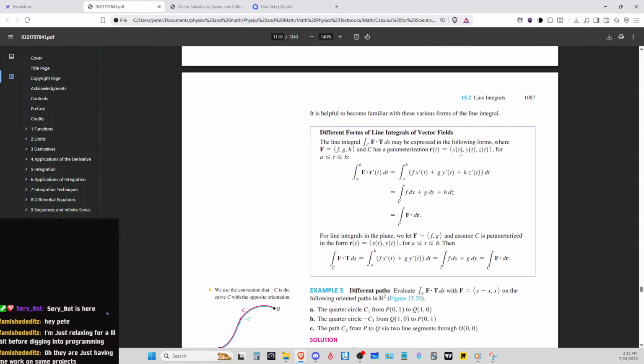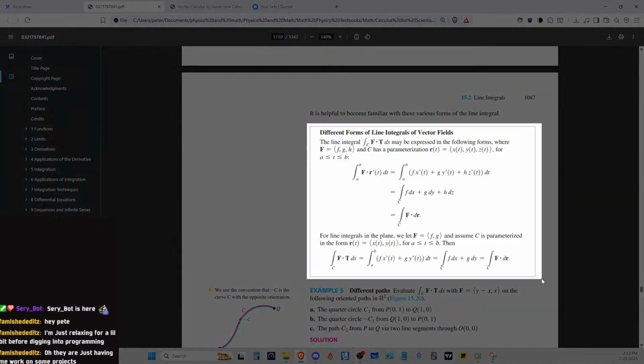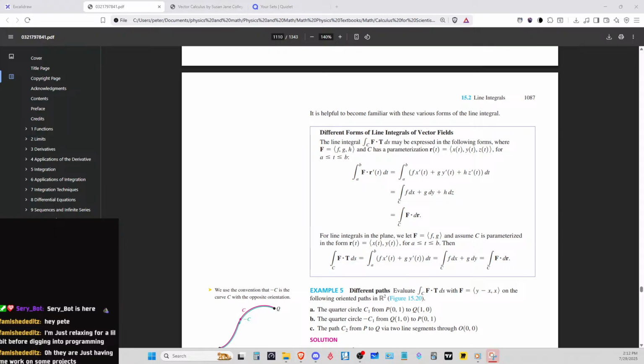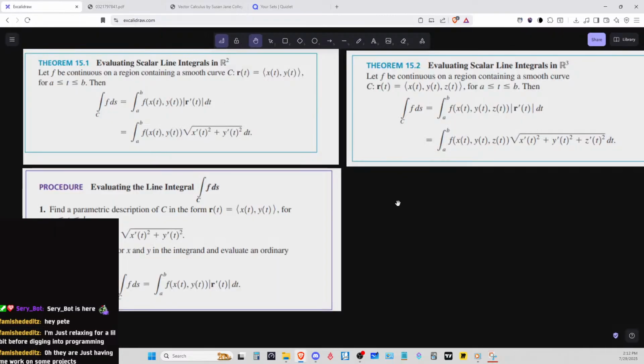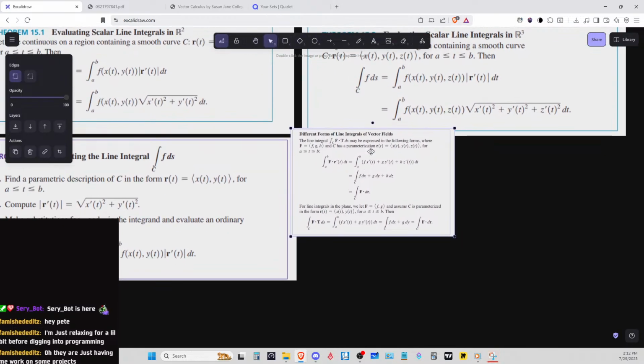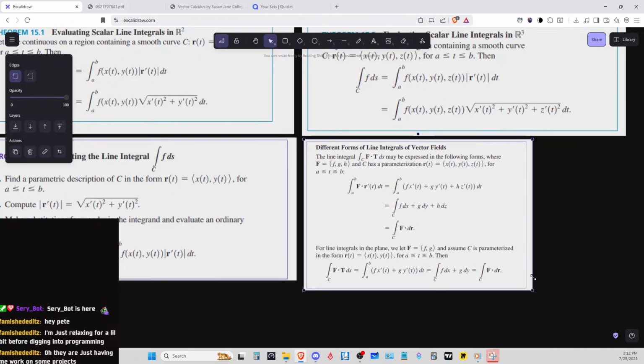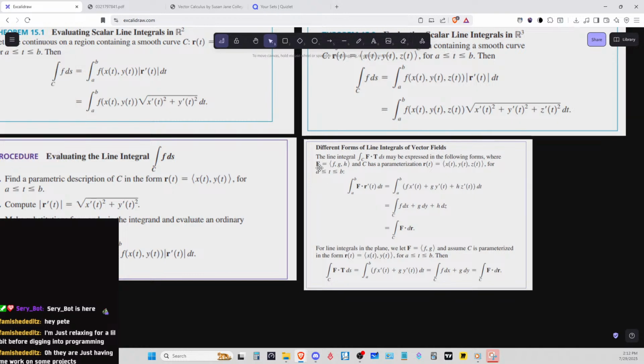Different forms of line integrals of a vector field. Put this over here. Let's expand that like so. So according to this, different forms of line integrals of vector fields.